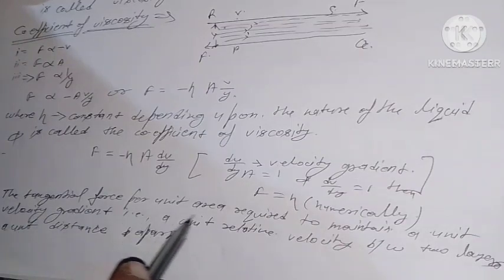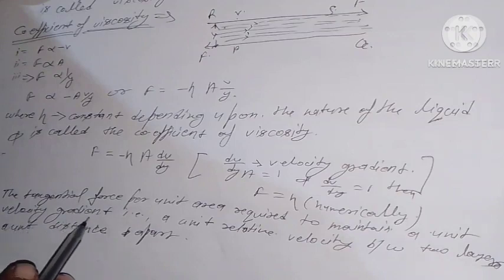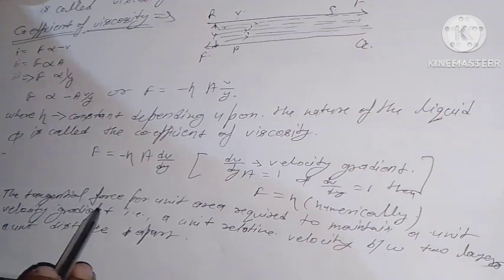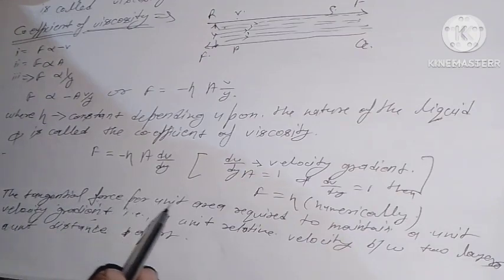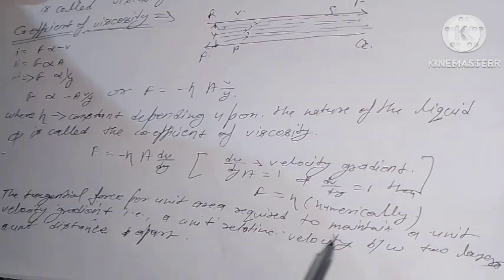The tangential force per unit area required to maintain a unit velocity gradient is that a unit relative motion between two layers a unit distance apart.